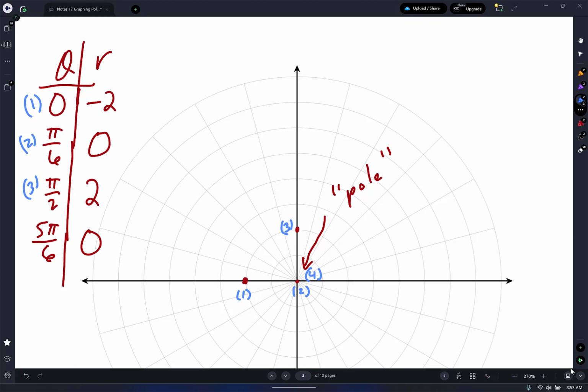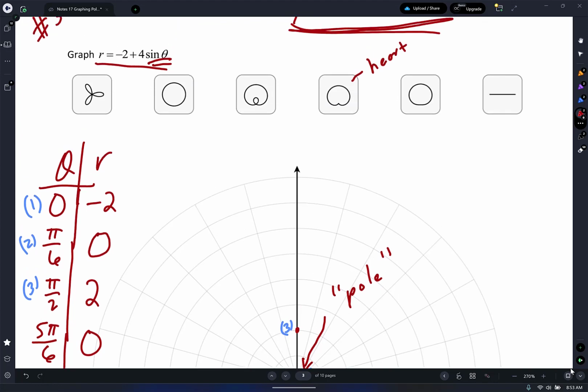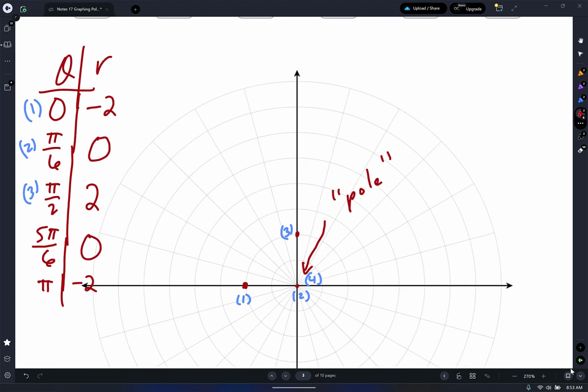Now I'm going to use pi. At pi, sine is 0. 0 times 4 is 0 plus -2, -2. So go to pi, -2. So pi is the negative x-axis. With -2, I go backwards. So bam. So that's number 4, or no, number 5.